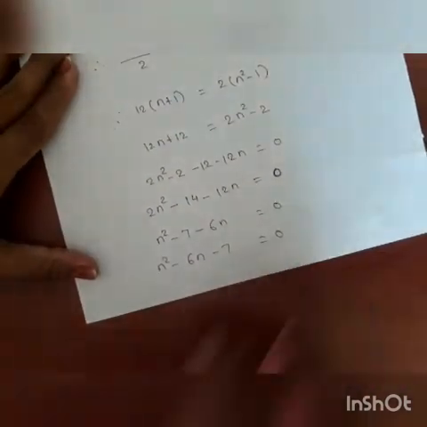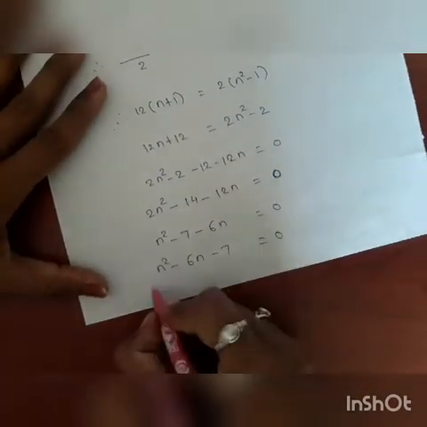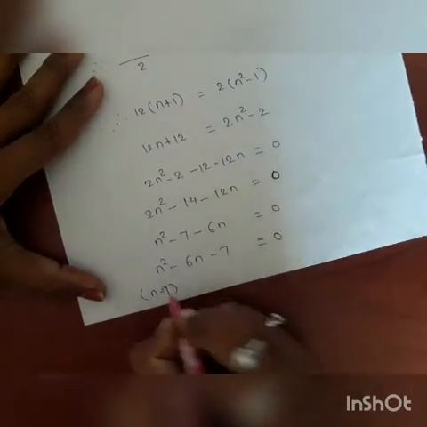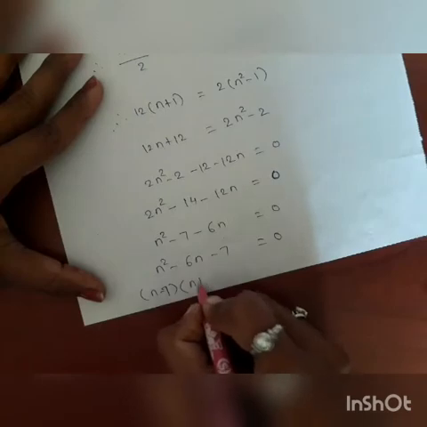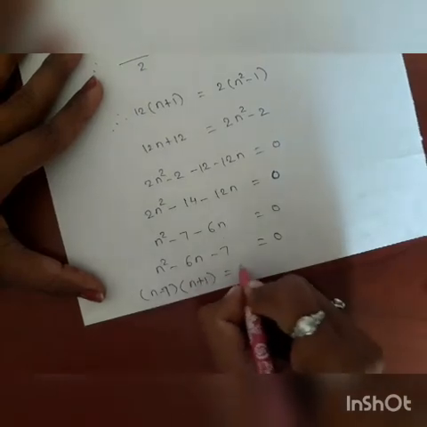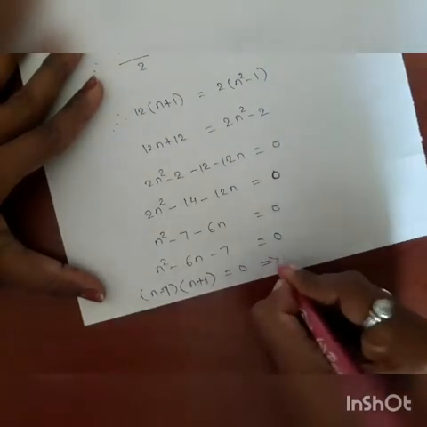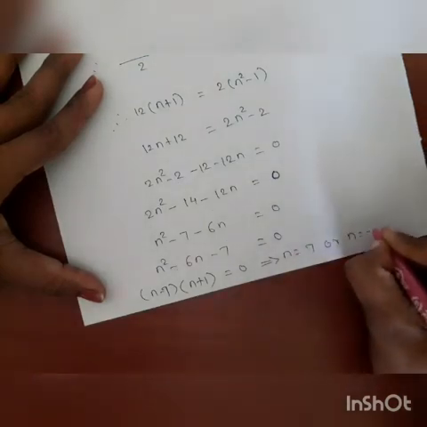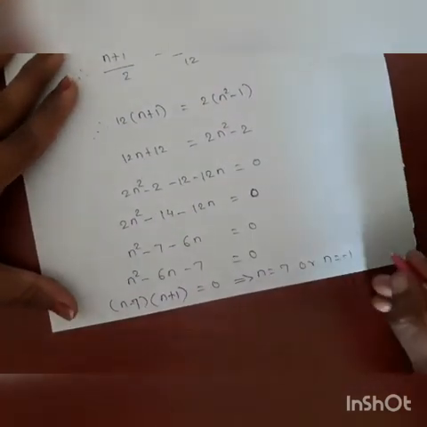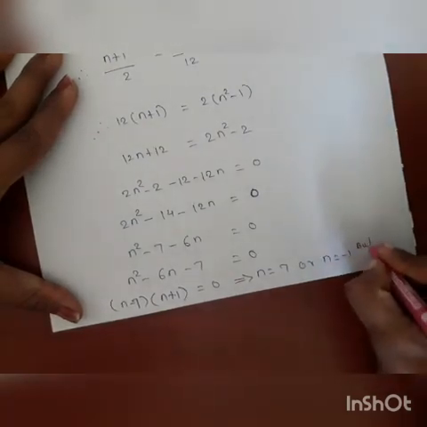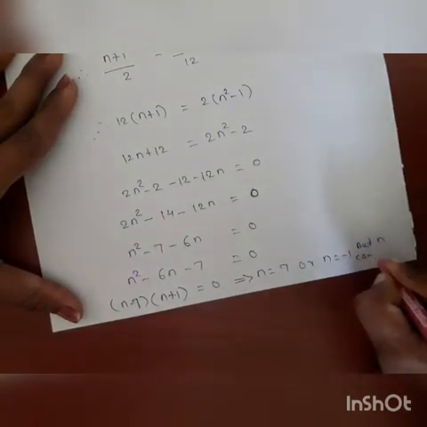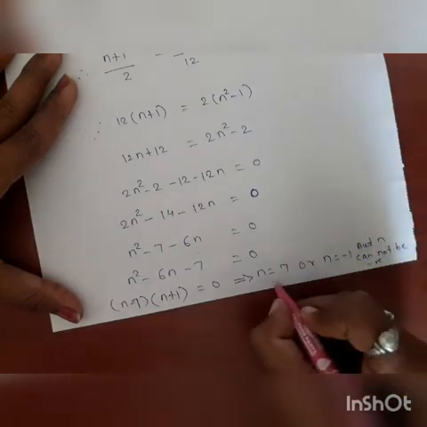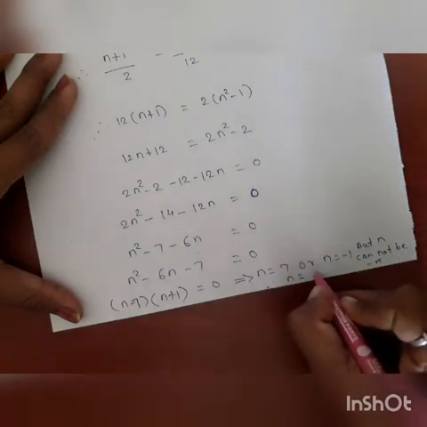This is a quadratic polynomial. So the roots of this quadratic polynomial: n minus 7 into n plus 1 is equal to 0, which implies n is equal to 7 or n is equal to minus 1. But n cannot be negative. So therefore n is equal to 7.